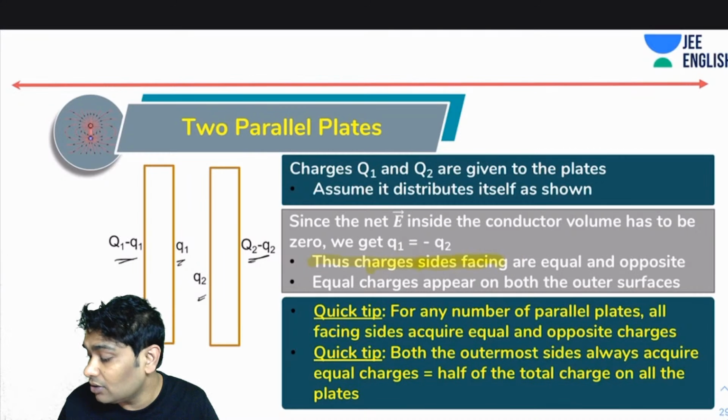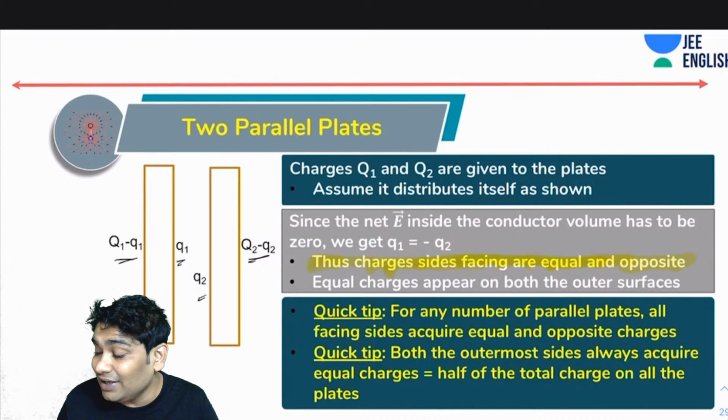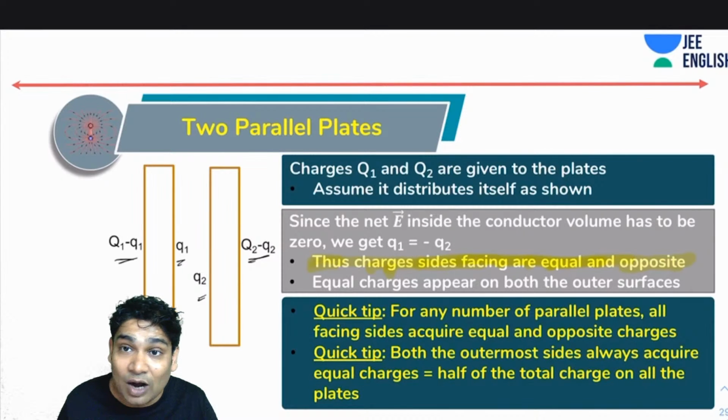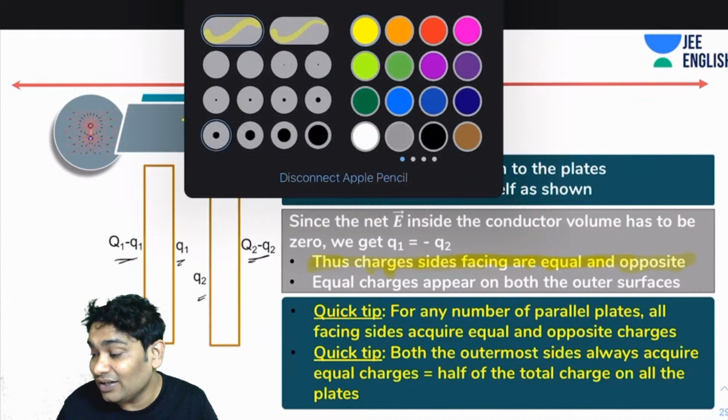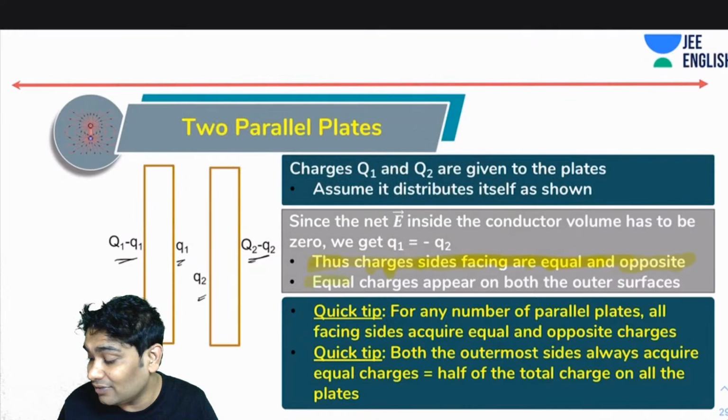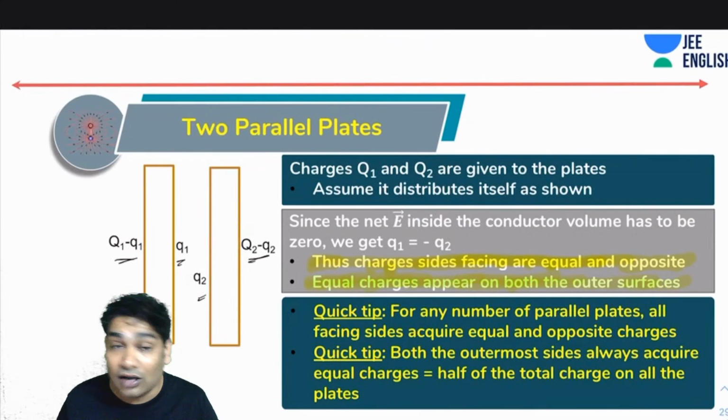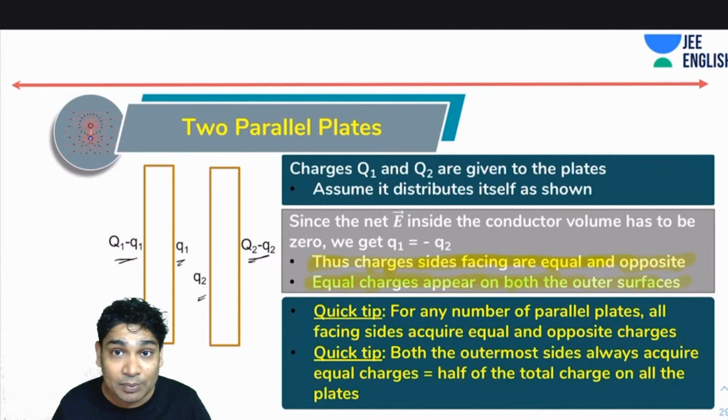Charges on the facing sides are always equal and opposite, always, no matter what. And as a result, equal charges will appear on both the outer surfaces. So that is also an important result. Alright, let's see how that is happening. There is a very simple proof of that.